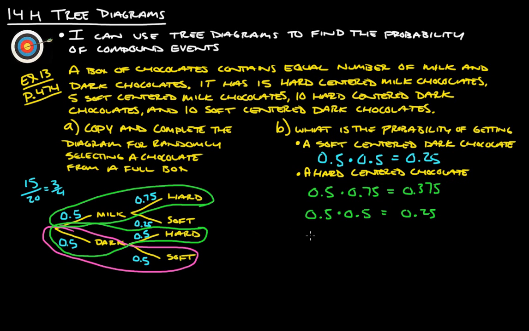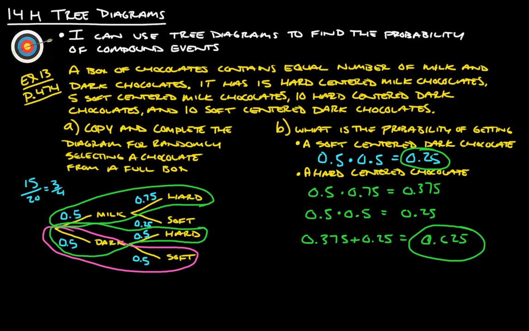Then we add those two probabilities together because we can get either one. Or basically means add, and means multiply. So this is or. We do 0.375 plus 0.25, which gives us 0.625. That is a 0, not a Q. All right, so that's the probability on that one.